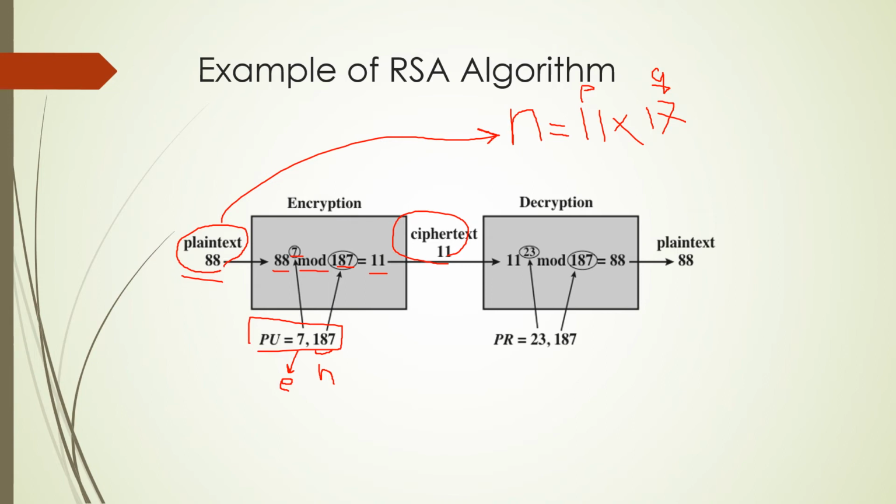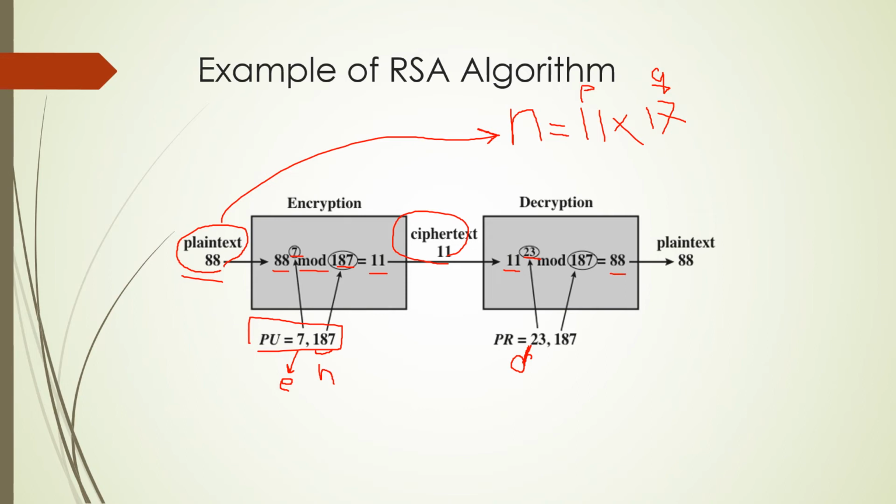Then on the receiving side, when Alice wants to decipher or decrypt this message, Alice applies the decryption algorithm, which is basically 11, the ciphertext, to the power of D, where D is equal to 23. And the result, mod 187, will reconstruct 88.